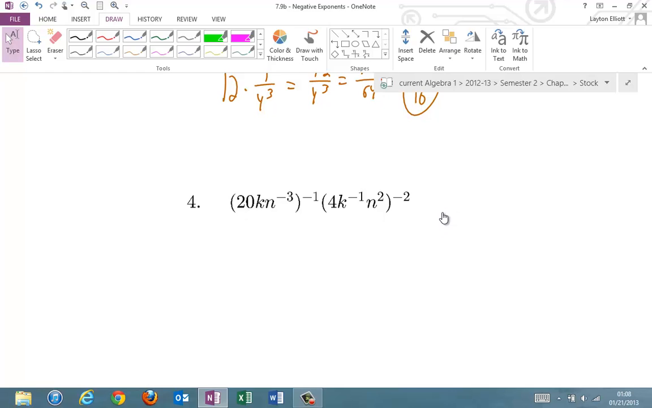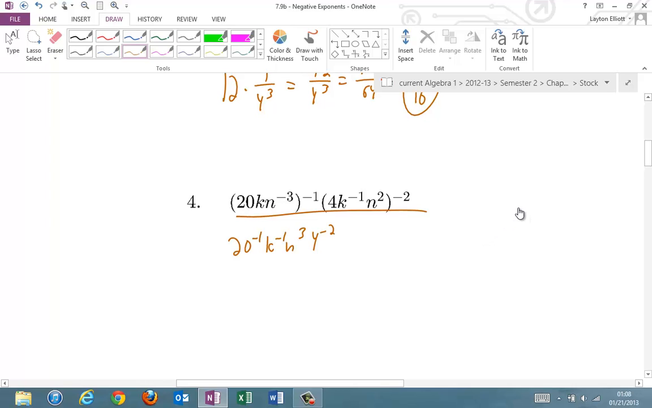Next, I tend to like to carry the exponents into each part, so I'm going to write the whole line out again as 20 to the negative 1, k to the negative 1, n to the 3rd, 4 to the negative 2, k to the 2nd, n to the negative 4. Then I'm going to create a fraction bar and read left to right, and things that have negative exponents are going to go on the bottom. So 20, k, the n cubed goes up top, 4 squared goes on the bottom, k squared on top, and n to the negative 4 goes on the bottom.